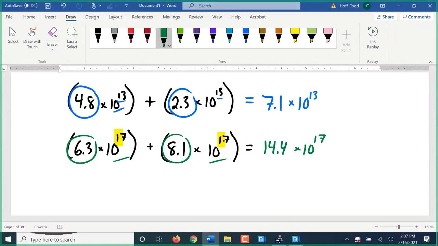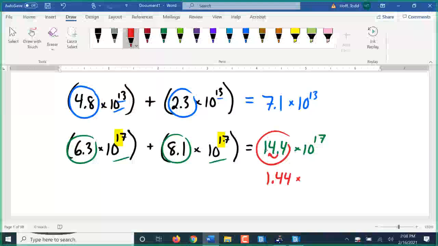But there's a small problem with this. Right now, we have two digits, the 1 and the 4, in front of our decimal point. To be valid scientific notation, we can only have one digit in front of the decimal point. So we have to move this decimal point over, so it becomes 1.44. However, remember before, whenever we moved the decimal point, it changed the power of 10. So we made the number here smaller. This went from 14 down to 1.4. If the number gets smaller, the power of 10 gets larger. So 17 plus 1 is 18. So that's times 10 to the 18th.